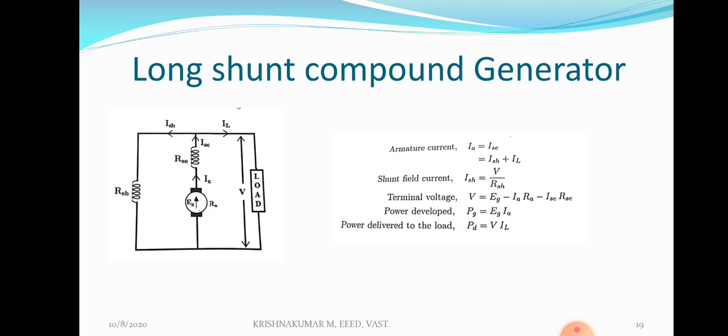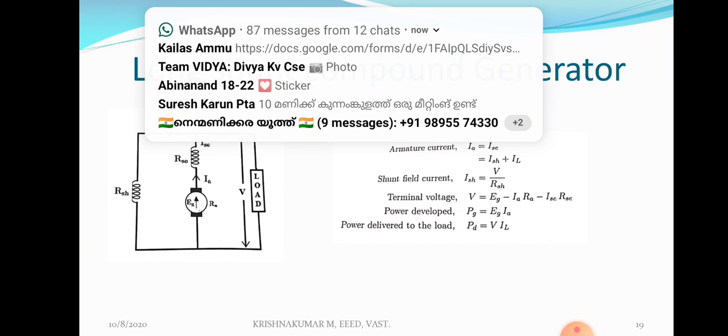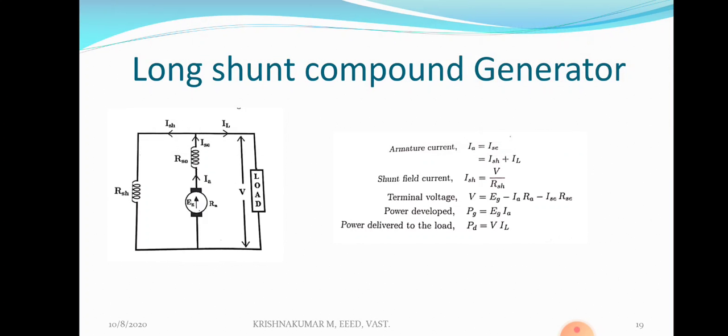So V is equal to EG minus IARA minus ISCRC. Look at the figure. V is the voltage available across the load, which is equal to EG minus IARA minus ISCRC.